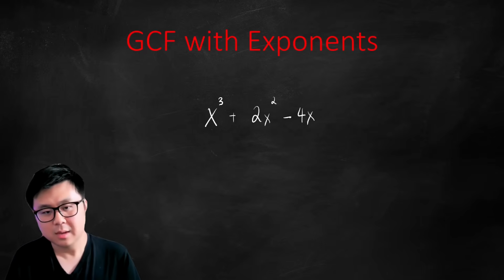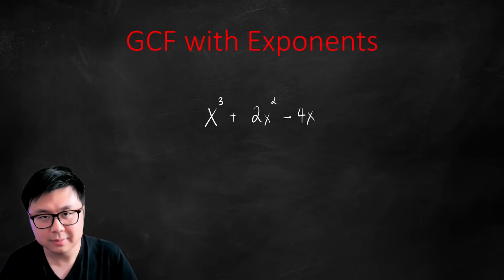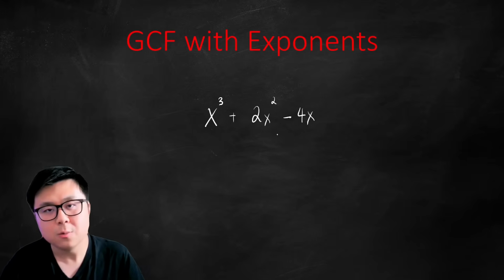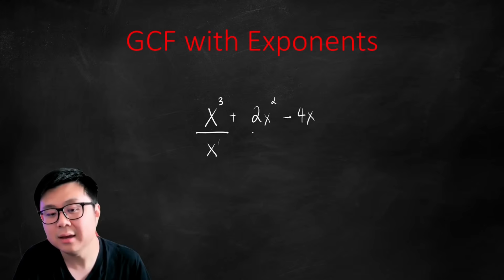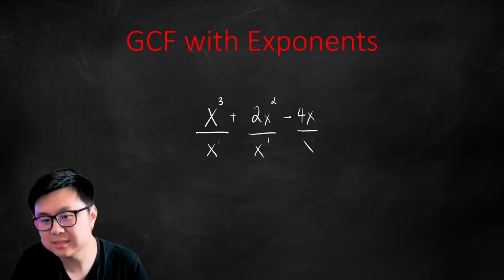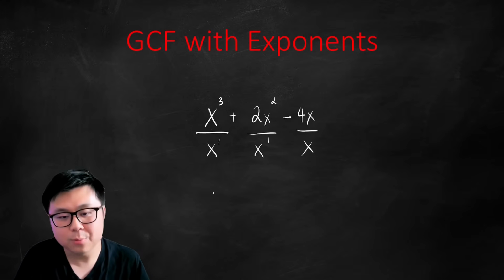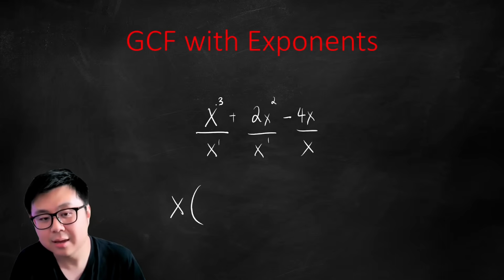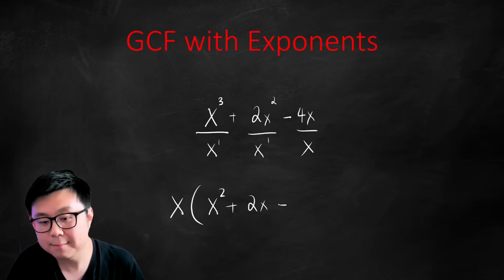Let me explain. Let's take a look at this expression here. Can we find a greatest common factor? And the answer is yes. They all share x to the power of 1. Well, how do we factor out the greatest common factor? We divide all terms by x to the power of 1, or just x. And when you do that, we're using the quotient rule, so we're subtracting. So you end up with x on the outside, because that's my greatest common factor. And on the inside, x cubed over x is just going to be x squared plus 2x minus 4.